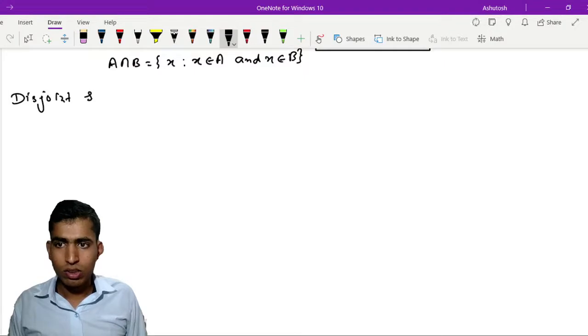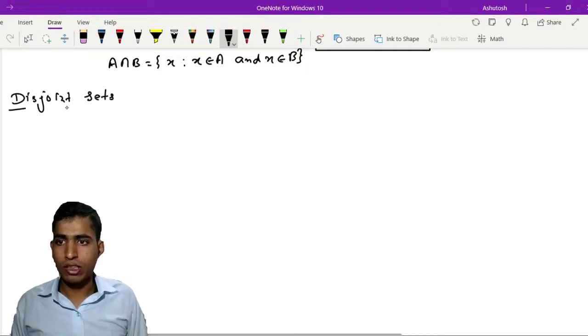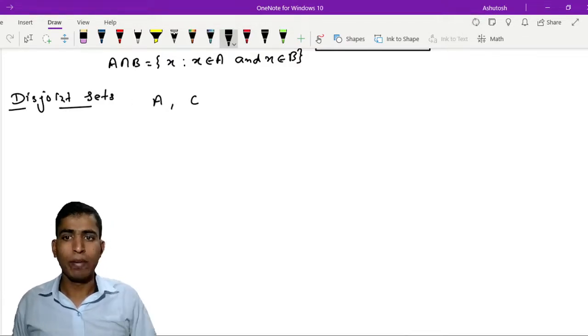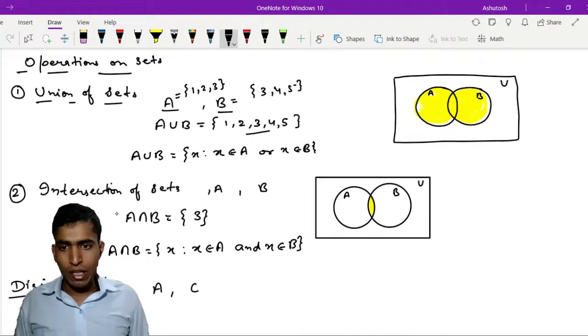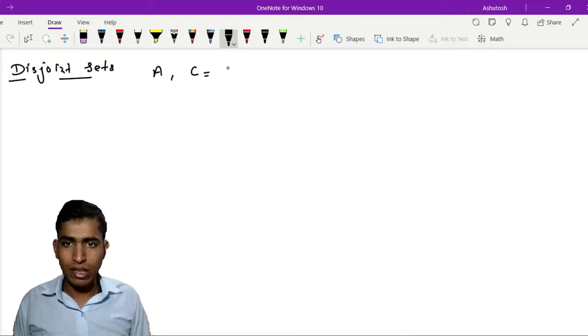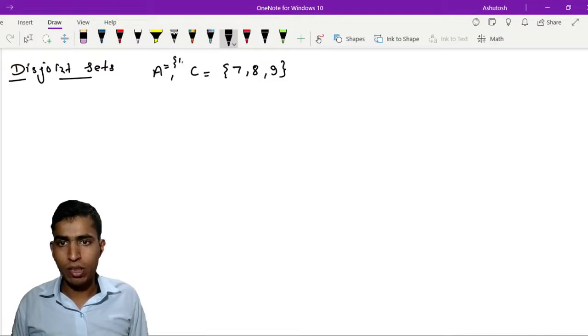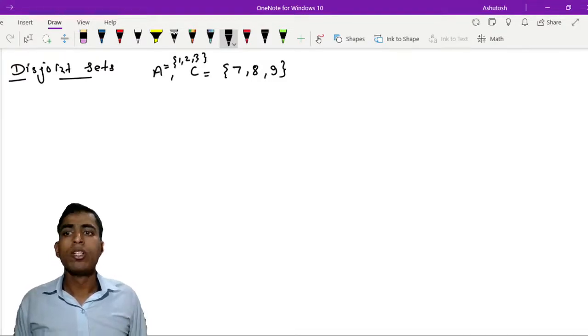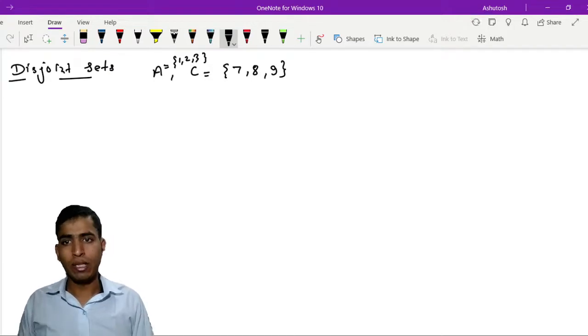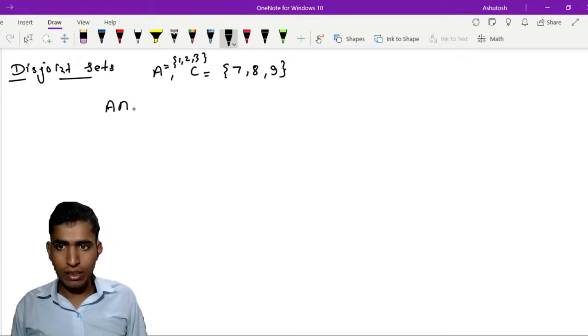Disjoint sets. What does it mean? If there are two sets A and C, I am not taking B because A intersection B has a common element. I am taking C as 7, 8, 9, and A is again 1, 2, 3. Disjoint sets are those pairs of sets which have nothing in common between them. So in this situation, A intersection C is phi.